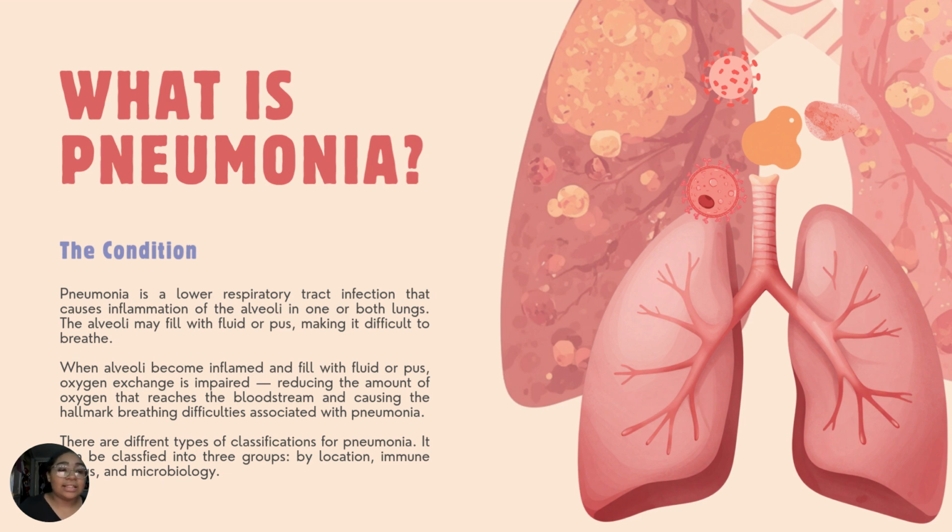But when a person has pneumonia, the alveoli can become inflamed and can fill up with fluid and pus. And this makes it more difficult for oxygen to move into the bloodstream, making it harder to breathe, because everything is inflamed and not in its normal shape or size. A person can experience symptoms such as shortness of breath, difficulty breathing, and low oxygen levels.